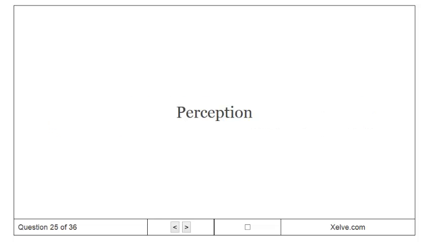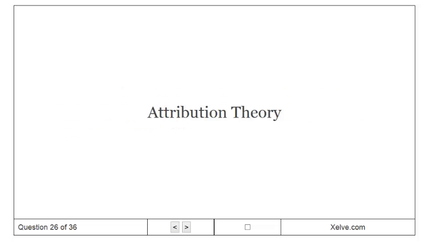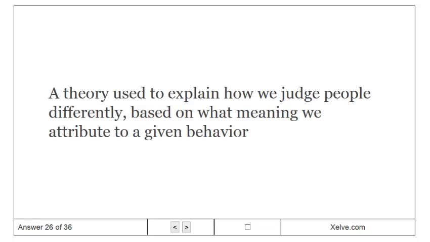Perception. A process by which we give meaning to our environment by organizing and interpreting sensory impressions. Attribution Theory. A theory used to explain how we judge people differently based on what meaning we attribute to a given behavior.